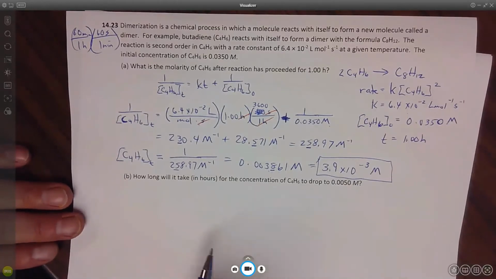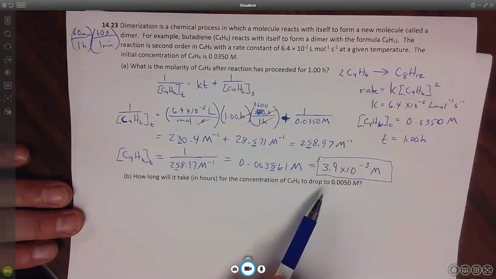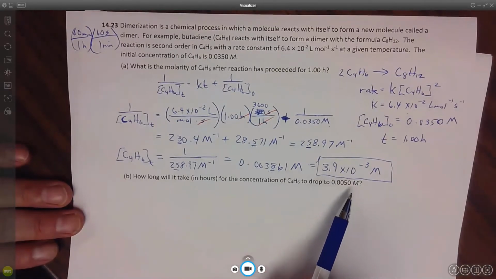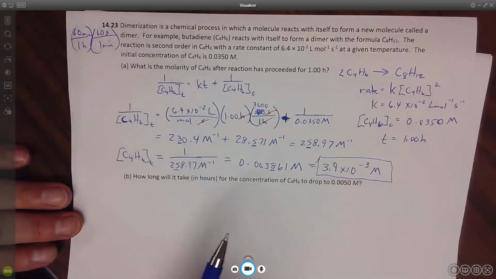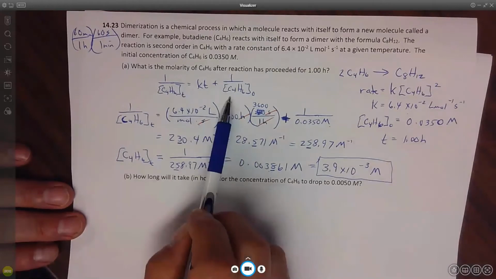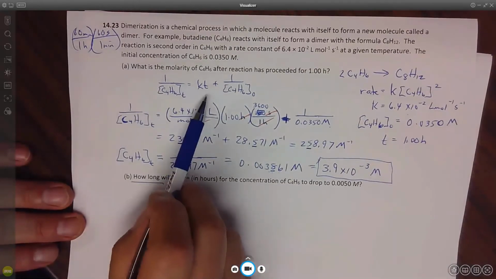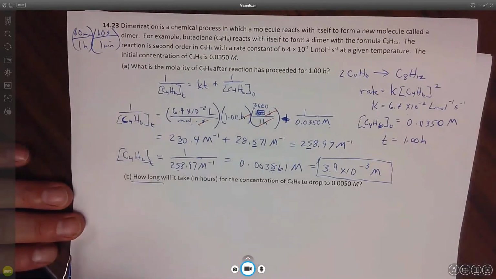Okay, so the second part then says, how long will it take in hours for the concentration of C4H6 to drop to 0.005 molar? Well, it's basically the same equation, right? Because it's a second order reaction, except this time we're asking how long. So that means we're going to be solving for t.